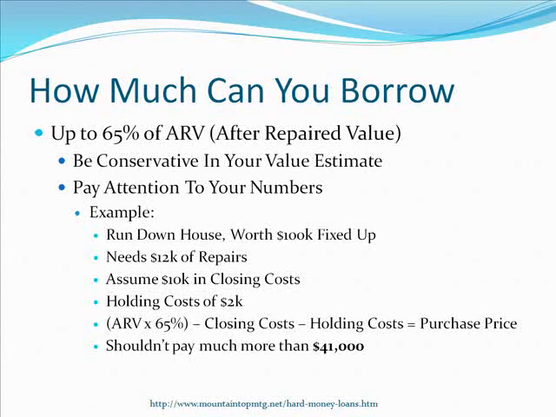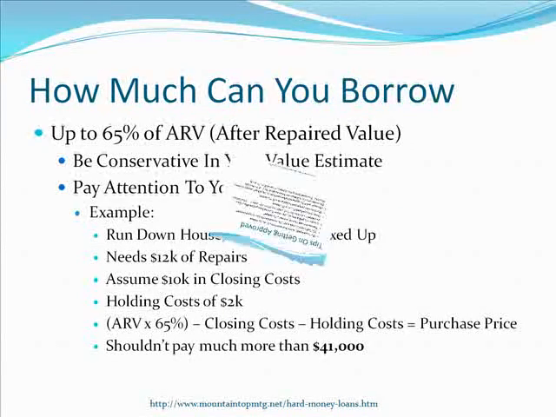So the basic formula is this: you take the after repair value of the property, multiply that times 65%. Subtract out your closing costs, your holding costs, and that should equal roughly how much you should pay for the property, which in this case is about $41,000. Now, I understand that there's situations where you want to pay more than that, and there's situations where you can pay a lot less than that. But right now, we're just going off of general numbers.